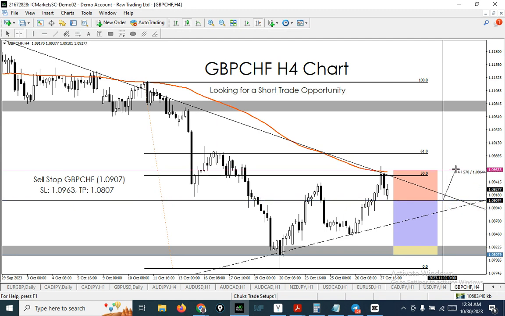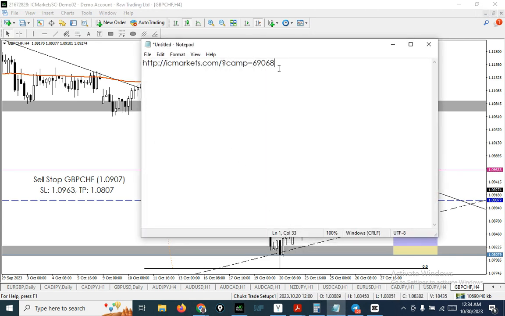Okay, and you check the number of pips. The number of pips is 56 pips. Okay, so let me open a notepad. So your stop loss is what? I can't remember again.